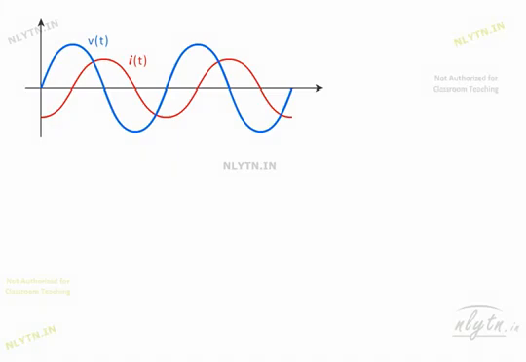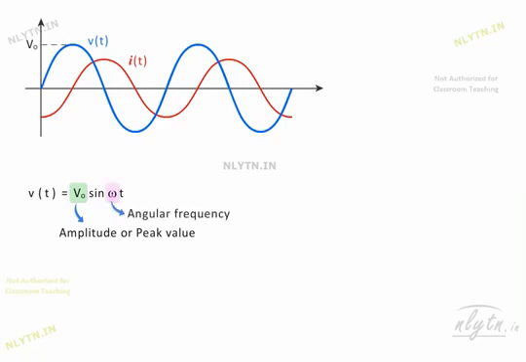We have seen that alternating voltages vary sinusoidally and thus are represented by such an equation. Here this is the amplitude or the peak value of voltage, and this is the angular frequency of oscillation, which is equal to 2 pi into the frequency of oscillation.